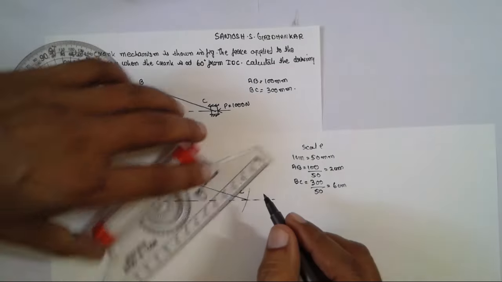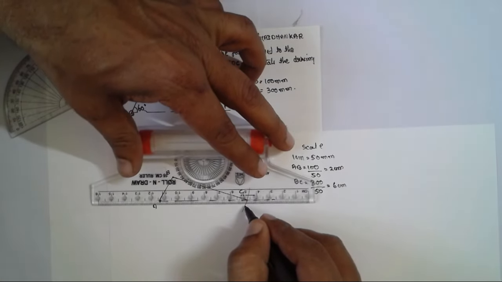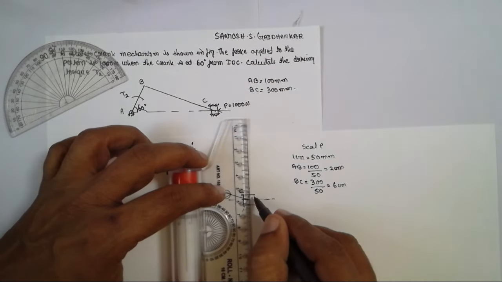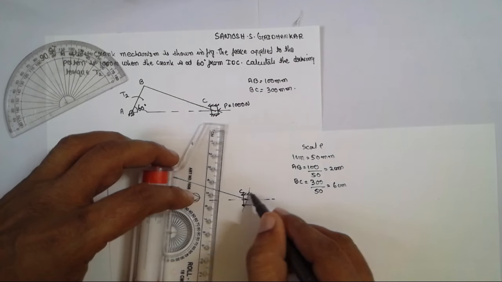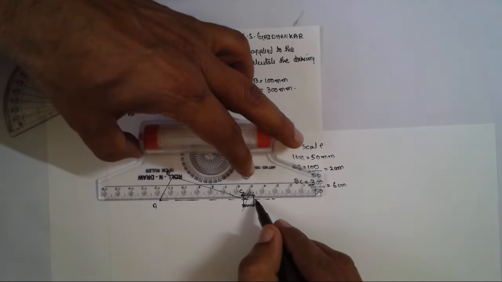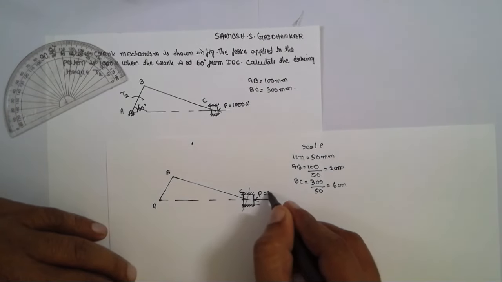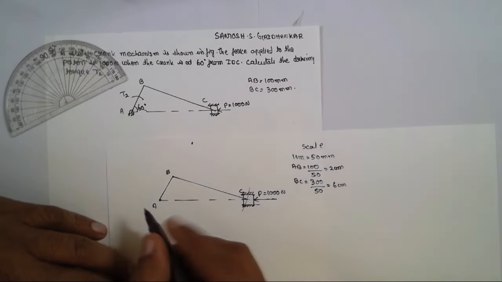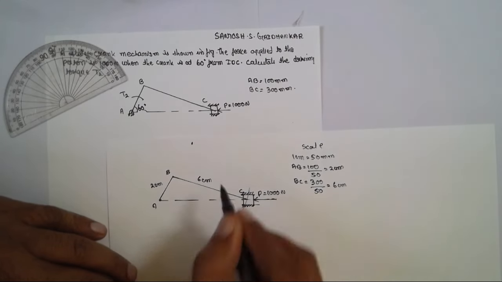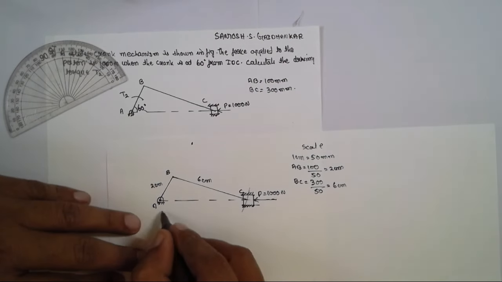Now the piston we have to draw. This is the piston. Now the P force is acting here. P is equal to 1000 Newton. Now this is 2 cm and this is 6 cm.